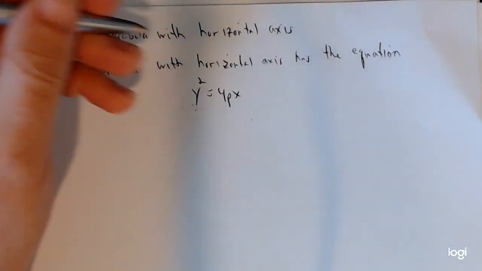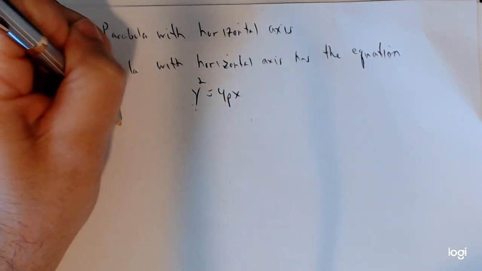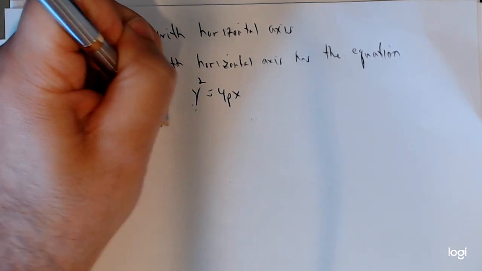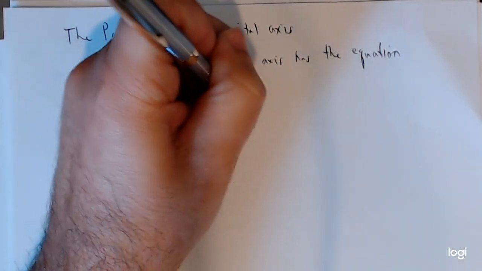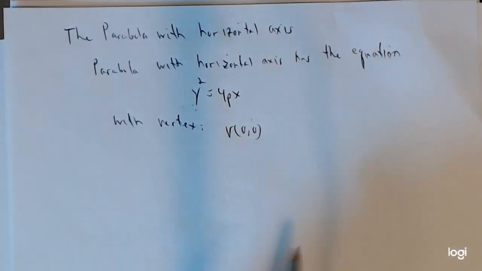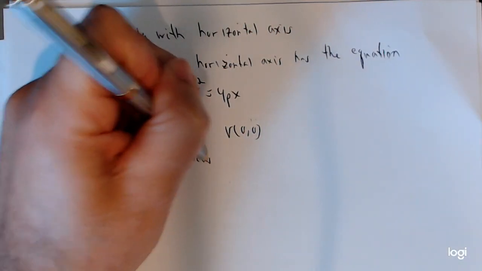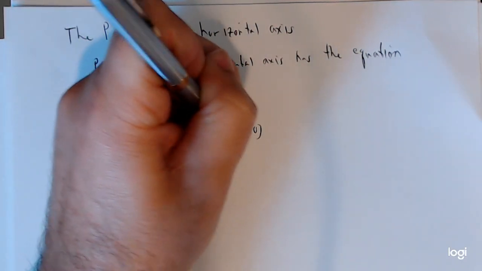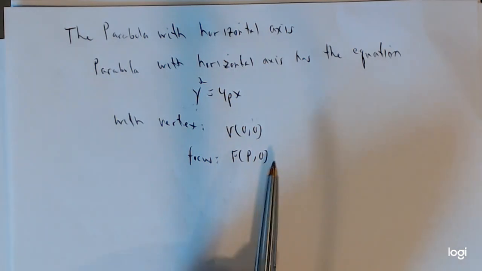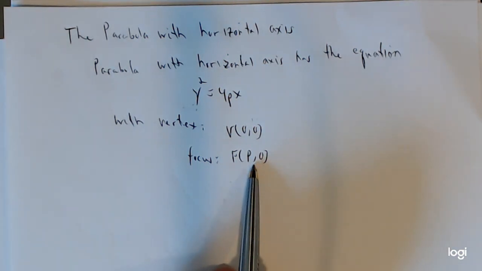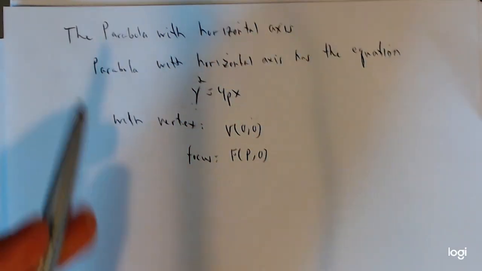This has the vertex still at the origin, 0, 0, except now we're moving which way? We're going to move sideways to get to the focus. So the focus will be what? It'll be p comma 0. So now notice how I'm moving right or left to get to the focus, which naturally makes sense because now the parabola is opening to the right or to the left.